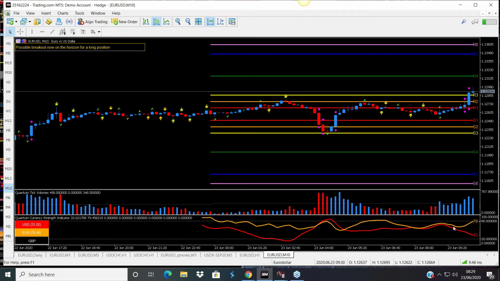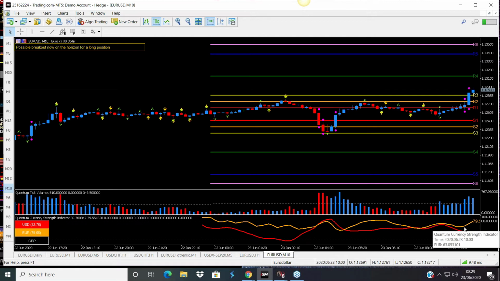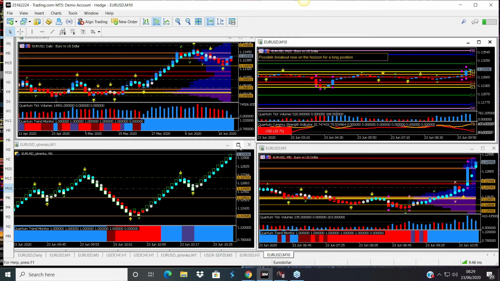Interestingly, on the CSI, we've still got the euro moving higher. The dollar is moving lower. So we've got this really nice divergence here at the moment. But we've got 1 minute to go before the German version of this release.